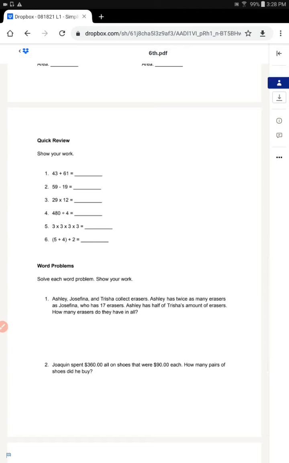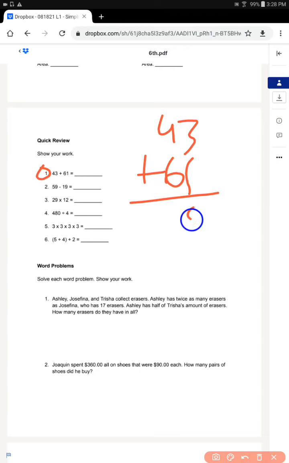This one looks really easy. I'm sure you can do this really fast. But let's do number 1, I guess. 43 plus 61. Just simple addition. 3 plus 1 is 4, and 4 plus 6 is 10. 104. Hopefully you didn't forget this.